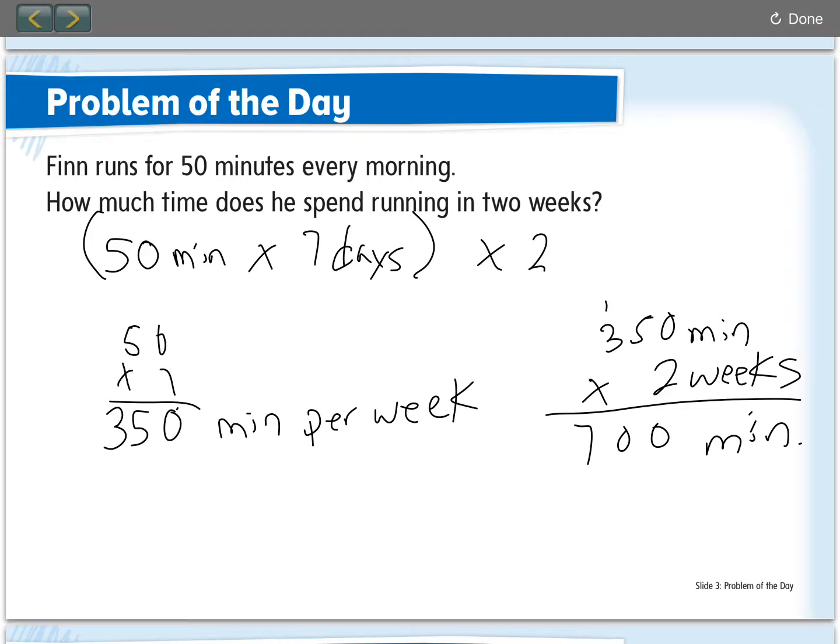I wrote an equation in order to solve this problem. So I know they run 50 minutes every day for 2 weeks. So first I find out how long in 1 week. So 50 minutes times 7 days, and then I'm going to multiply it by 2 because there are 2 weeks. So 50 times 7 is 350 minutes per week. And then 350 minutes per week times 2 weeks is 700 minutes. So Finn runs 700 minutes in 2 weeks.